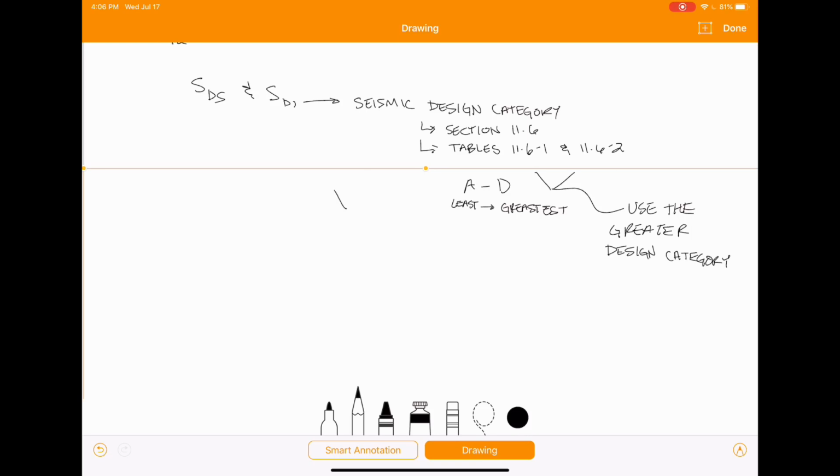And then one last thing that's really important to remember is to read the paragraphs above the tables. It's really easy to forget about those, and there's some stipulations in those paragraphs that may override the design category that the tables give you. So just beware of that.